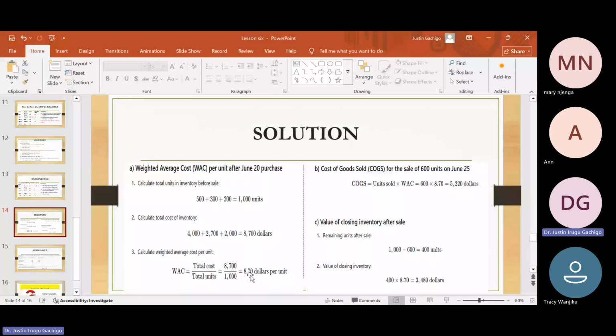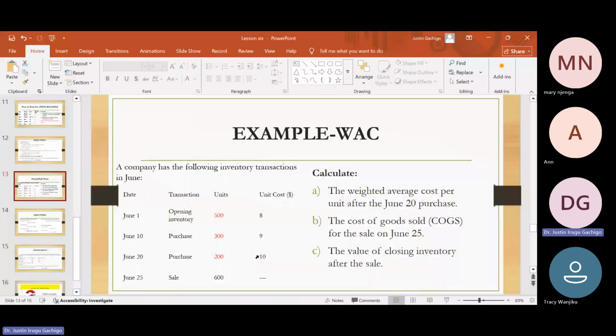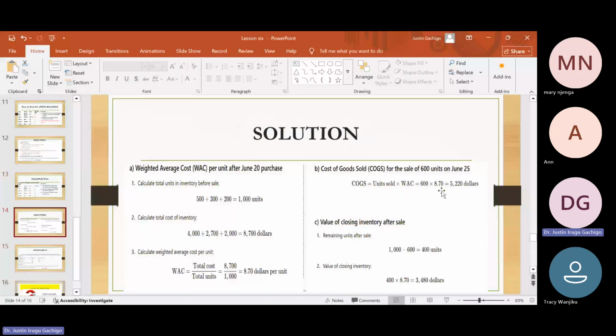$8.7. So then the cost of the issue, we have issued 600 here. You multiply this 600 here by the weighted average cost, and you get these dollars here. Then the closing stock will be what remains. So we had 1,000 here minus the 600. So we are remaining with 400 units. So the value of the closing inventory will be 400 multiplied by $8.7 and you get $3,480. That is the value of the closing inventory.